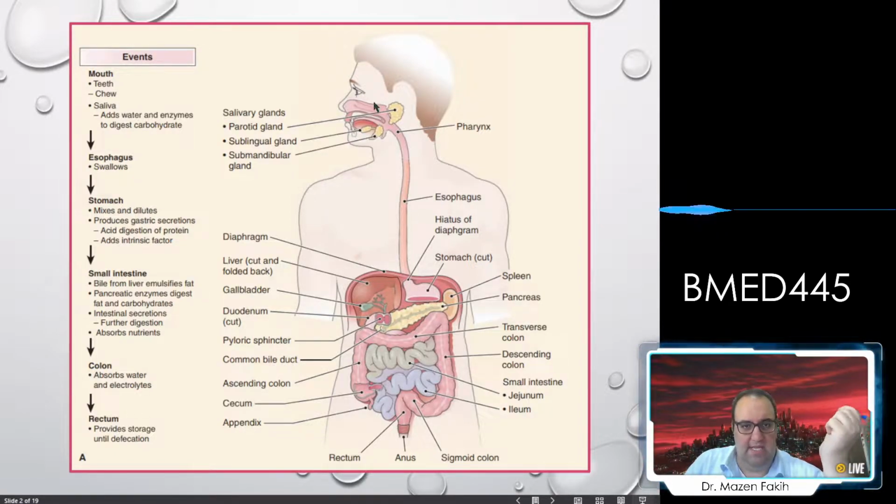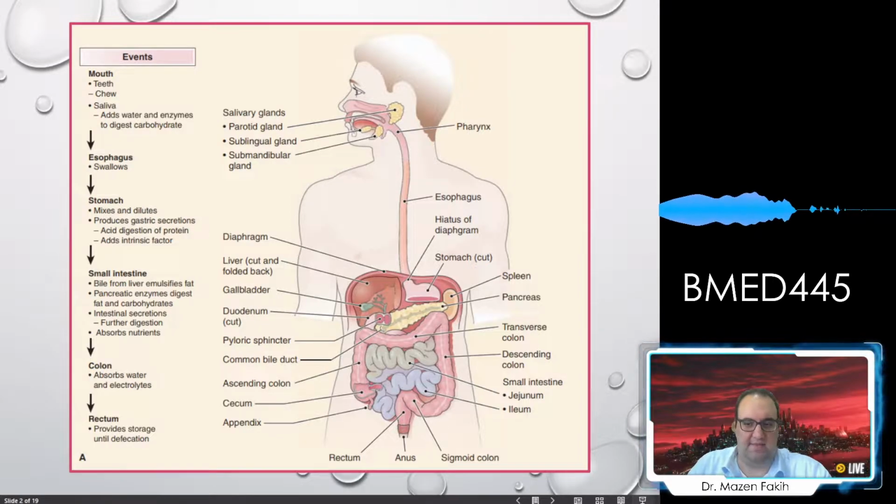Now, the mouth has a neutral pH, relatively neutral. Sometimes it is a bit acidic. But for all practical purposes, we consider it to be neutral. And the enzymes of the saliva, amylase specifically, can only work in a neutral pH environment.